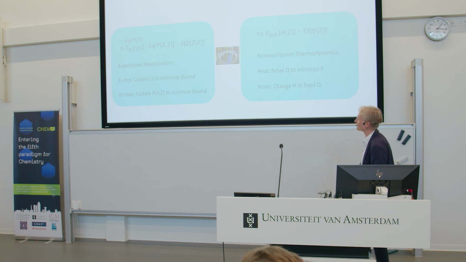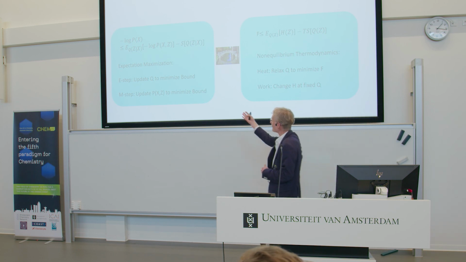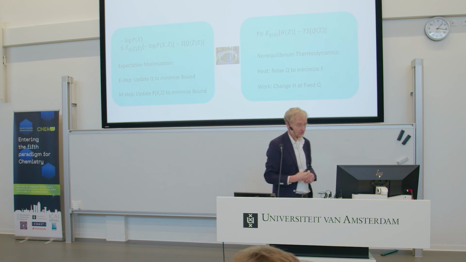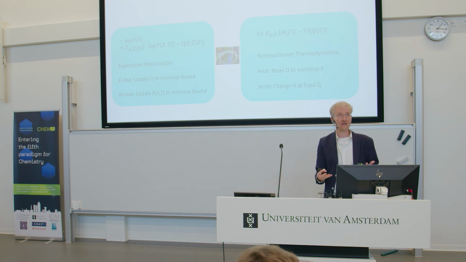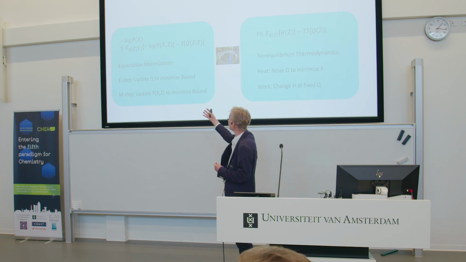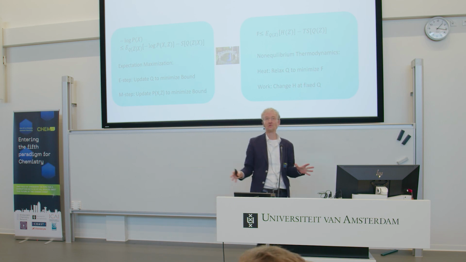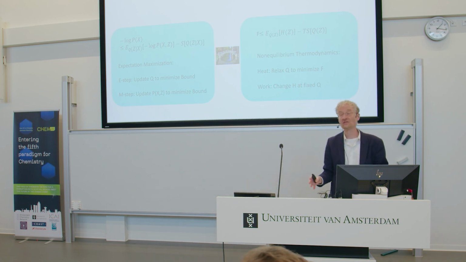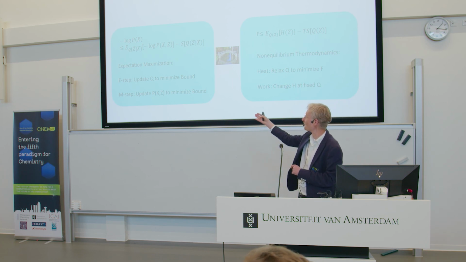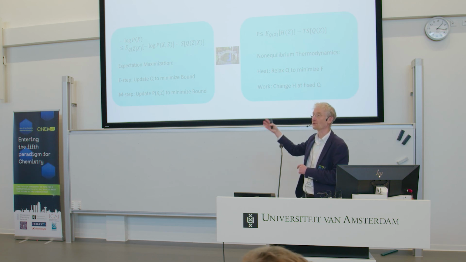And to maybe push this a little harder, we have a very core algorithm in machine learning called expectation maximization. And there are two steps in that algorithm. There's the E step, and in the E step you update Q to minimize that bound. So it's like you relax the system to equilibrium, keeping P fixed. There's the M step, where you keep Q fixed and you update P. And that's the learning step, where you change your model.